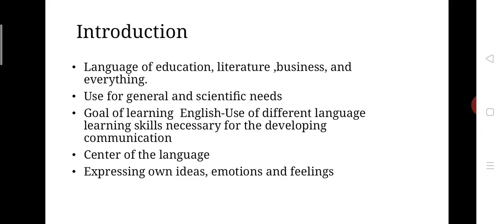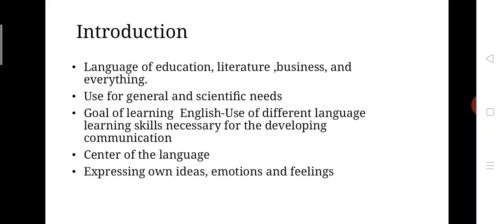How it is used for general and scientific needs. In general, when we visit any office, if it is necessary to speak in English, we have to speak in English. It is a general use of English. But when you think about scientific needs, when you are going to clear any concept or use it for understanding of the meaning, it is called scientific needs.